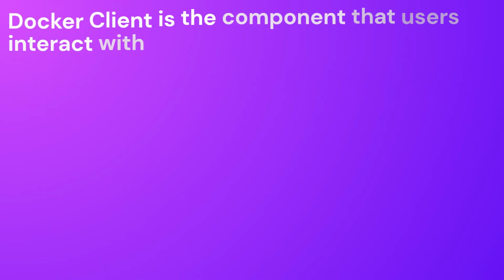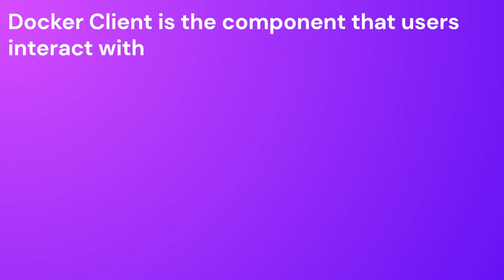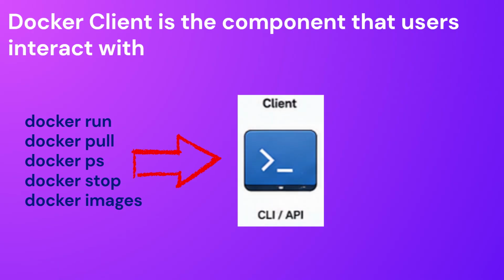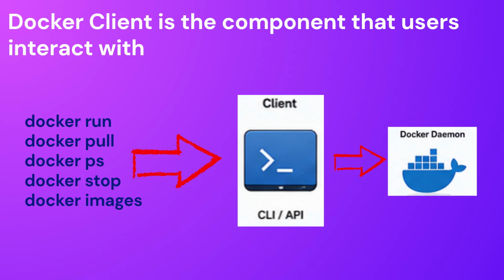So, the Docker client is the component that users interact with directly. Whenever an admin, a developer, or a DevOps engineer executes a Docker command, they are actually communicating with the Docker client. Just think of the Docker client as the front end interface of Docker. It accepts commands from users and forwards them to the Docker daemon for execution.